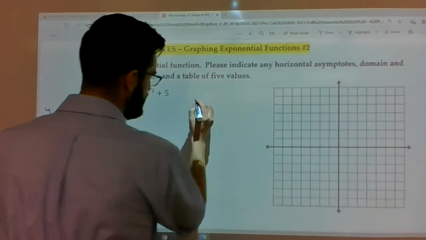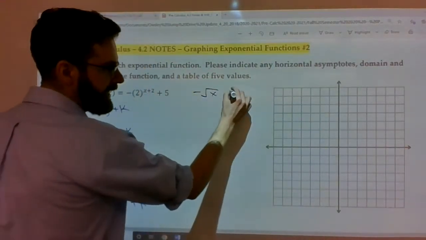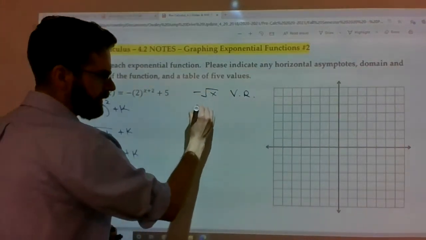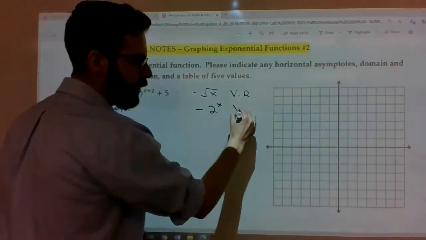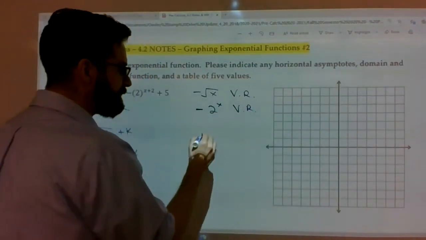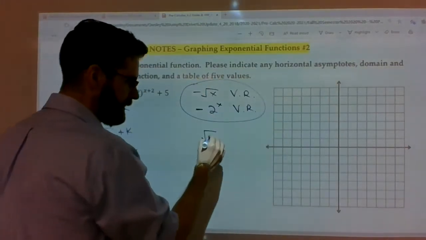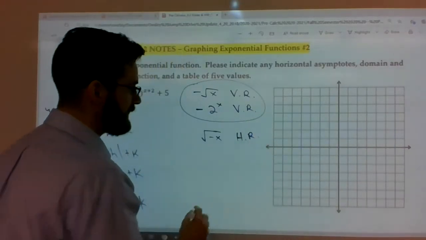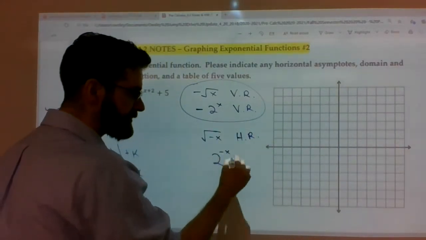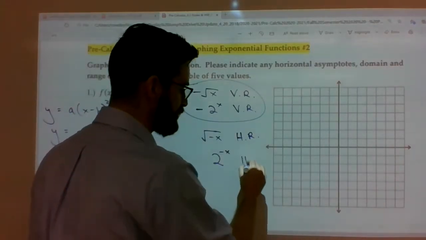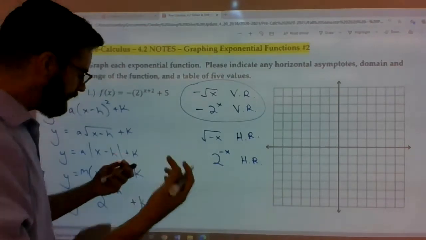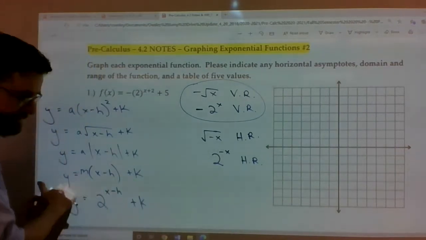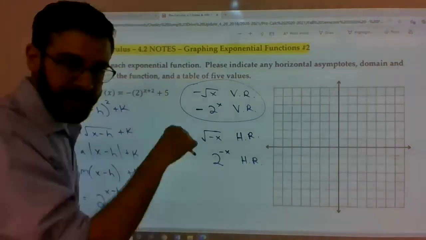Because when you had a negative root x, this was a vertical reflection. It flips it over that way. Same thing here. Negative 2 to the x is also going to be a vertical reflection. If you have it on the inside, negative x, that is a horizontal reflection. If it's 2 to the negative x, that's going to be a horizontal reflection too. And then the whole idea of minus h means shift right, plus h means shift left, plus k means shift up, minus k means shift down.